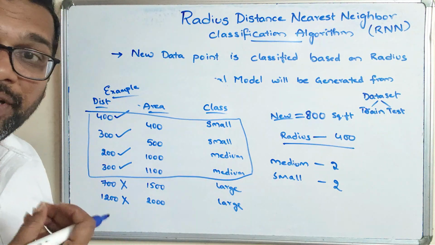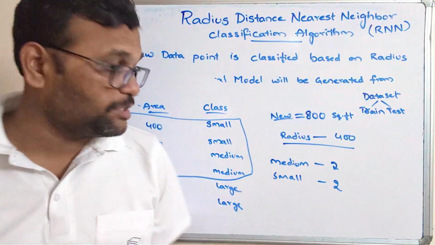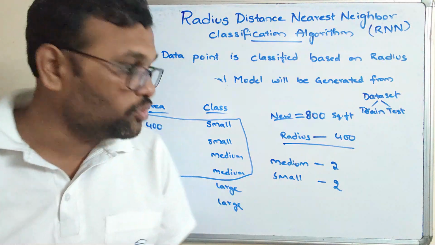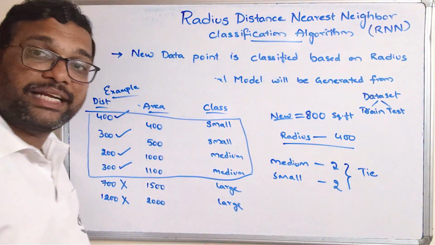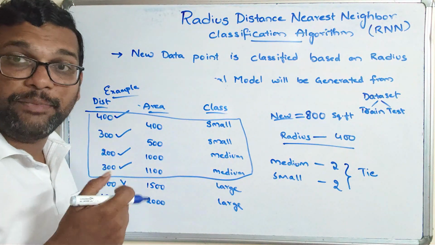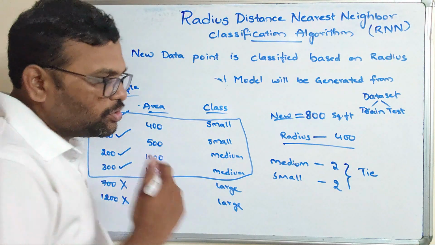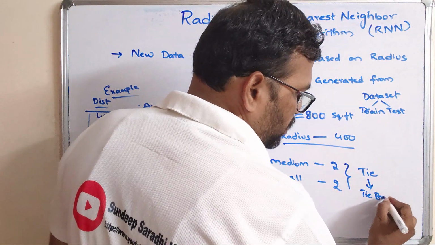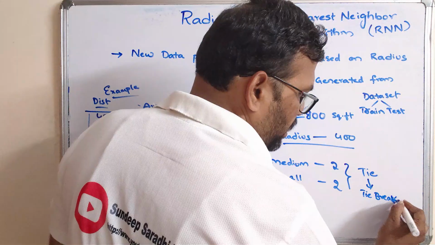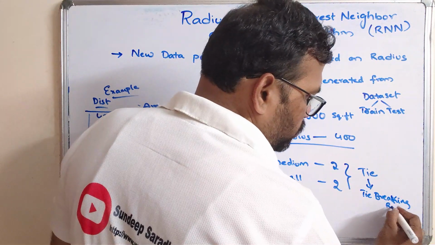We are saying that we need to consider the majority of this class, but here we got equal. So this is called a tie, because equal distribution is there. Here we need to consider the tie-breaking rules. In our previous session we have seen these tie-breaking rules.